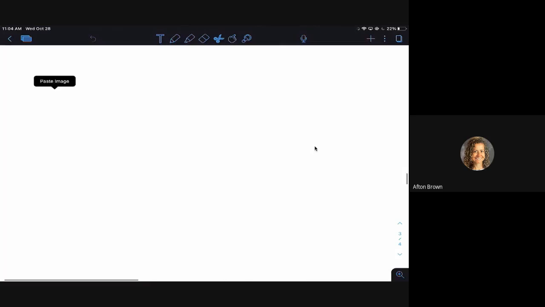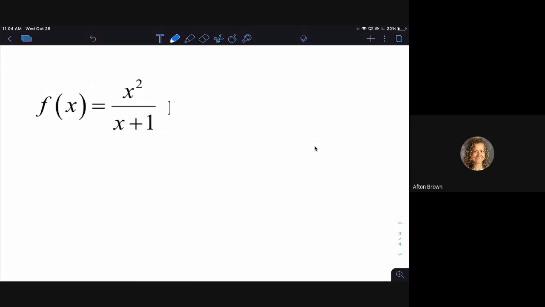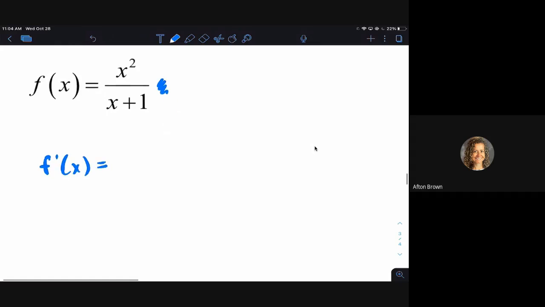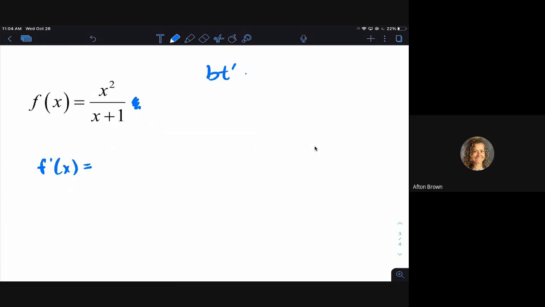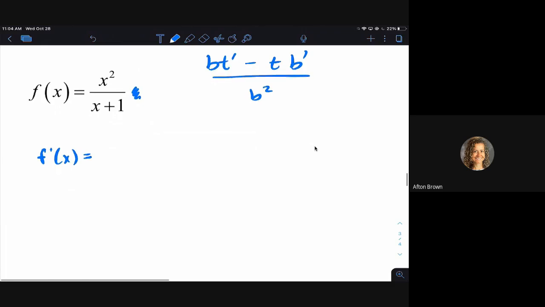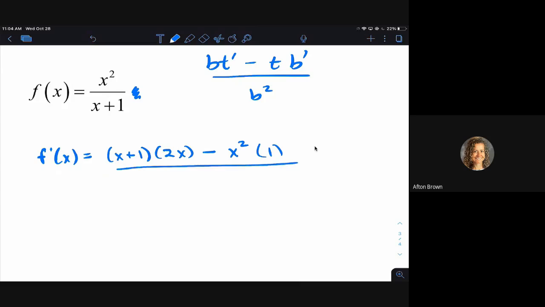24 gives us this. What rule do we have to apply? Quotient. So Annie, can you apply quotient rule? I'm going to write it really quick. So bottom times the derivative of the top minus top times the derivative of the bottom over the bottom squared. What would f prime be? It'd be x plus 1 times 2x minus x squared times, and then it's all over x plus 1 squared. Perfect.